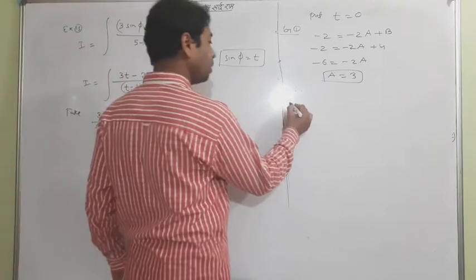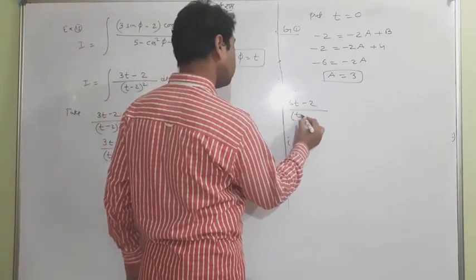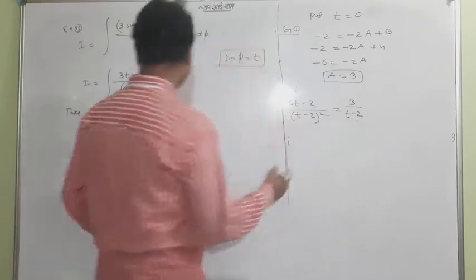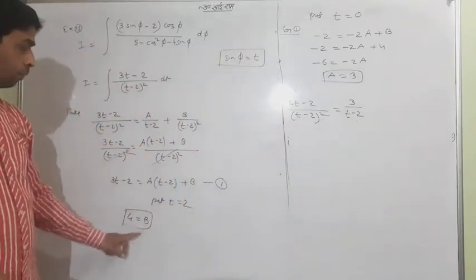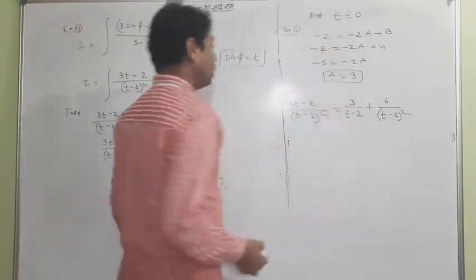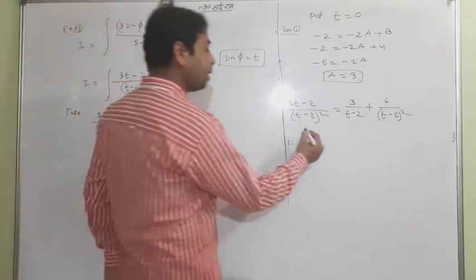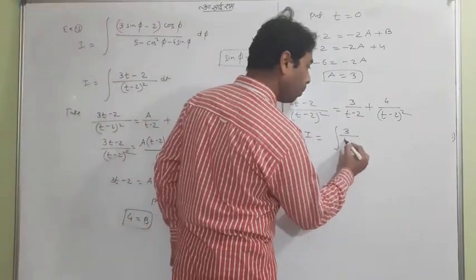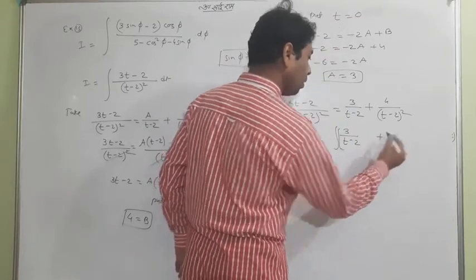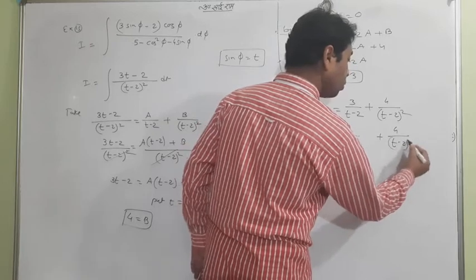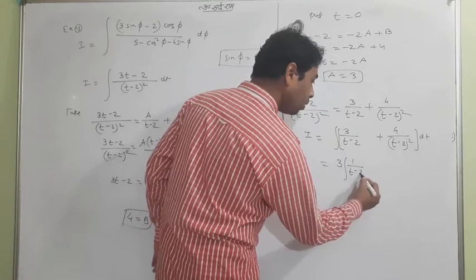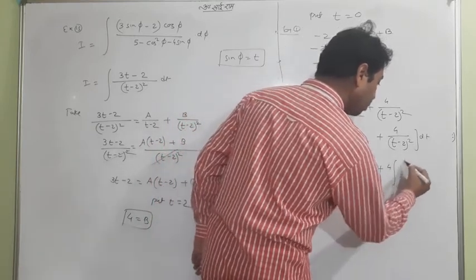Now put a and b in the question. 3t minus 2 upon, this a is 3 upon t minus 2, and b is 4 upon t minus 2 square. Now you have got this term. Now you can find I. So I will give you what? 3 upon t minus 2 and 4 upon t minus 2 square. Now separate the integration. 3 will come out and 4 will come out.